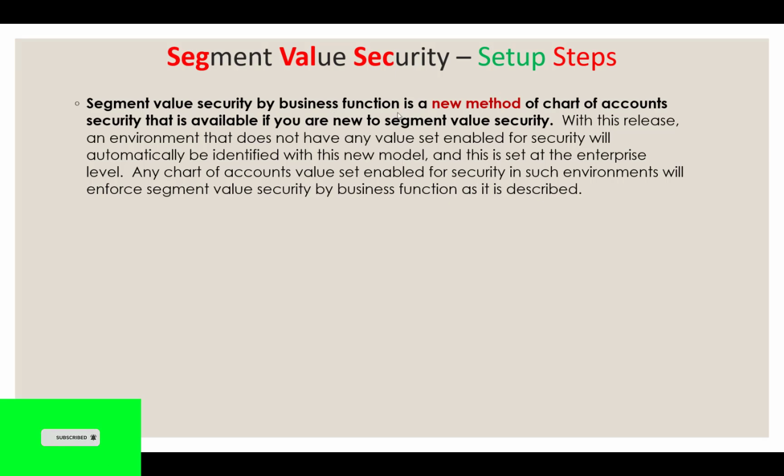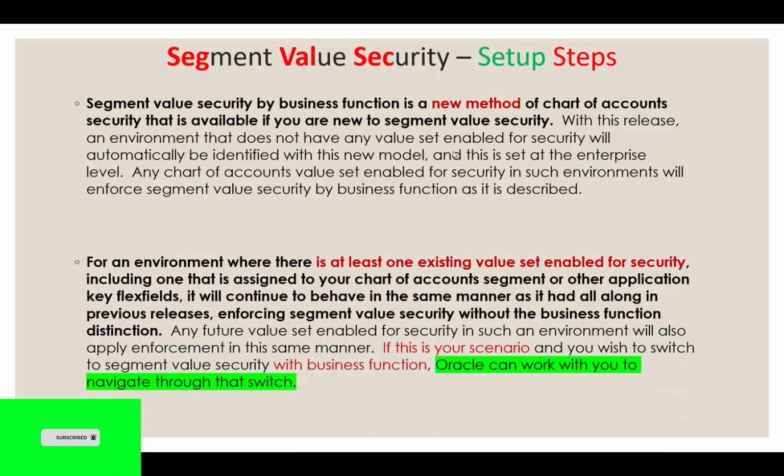by business function. For an environment where there is at least one existing value set enabled for security, including one that is assigned to your chart of accounts segments or other application key flexfields, it will continue to behave in the same manner as it has all along in previous releases, enforcing segment value security without business function. In this case, any future value set enabled for security in such an environment will also apply enforcement in the same manner, security without business function.